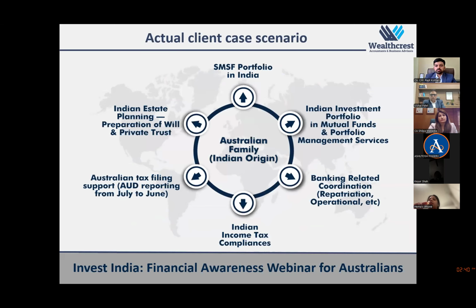This is an actual case scenario, and we are working in this manner with not just a few but a lot of families based out of all of Australia, wherein we act as a family office for them in India, and it's a one-stop solution for anything and everything that they can think of as far as Indian financial affairs are concerned, right from managing their SMSF portfolio in India and earmarking it so that the trail is mentioned for the audit as well as the accounting perspective, which is a requirement of the ATO.